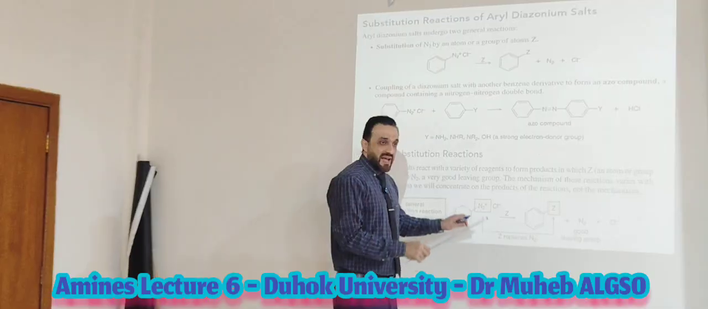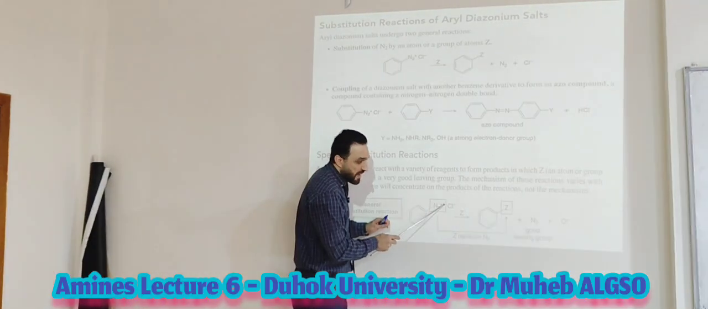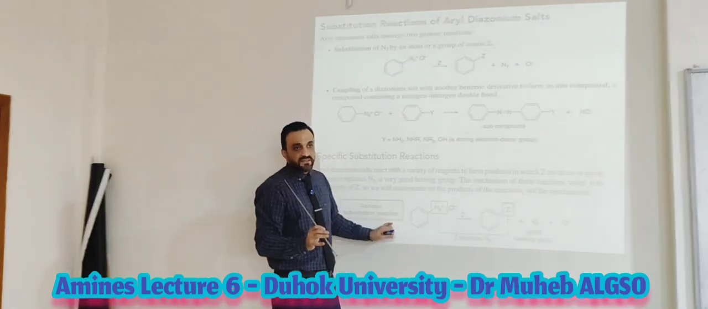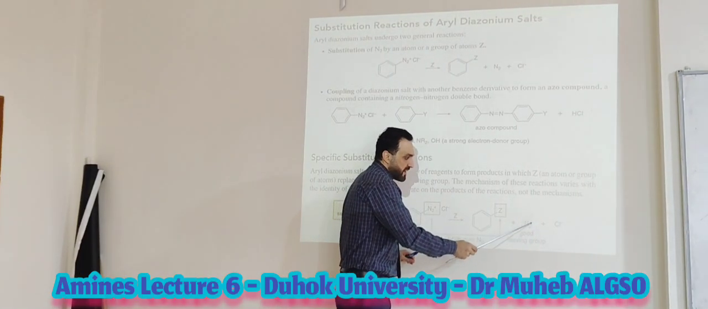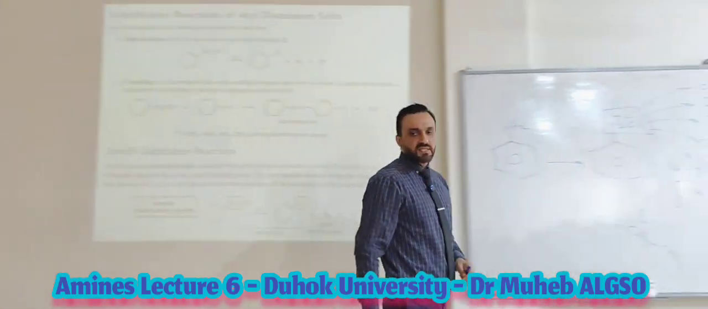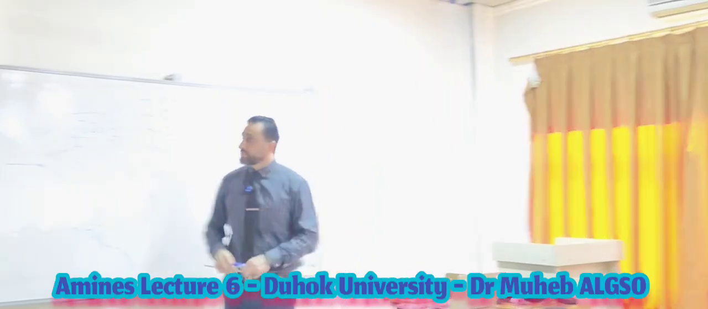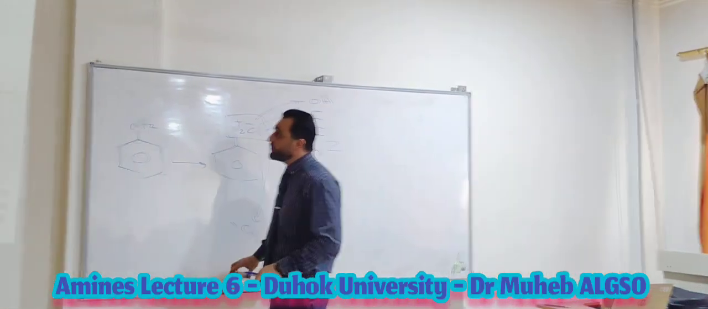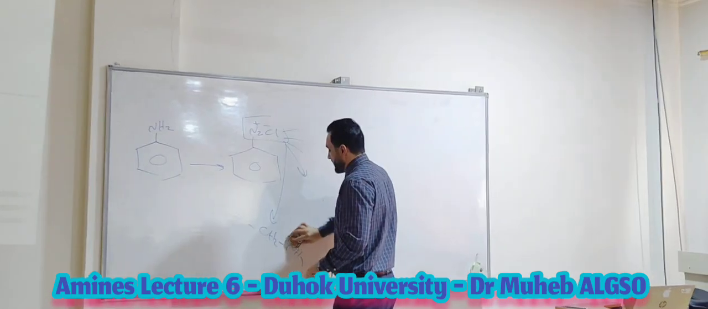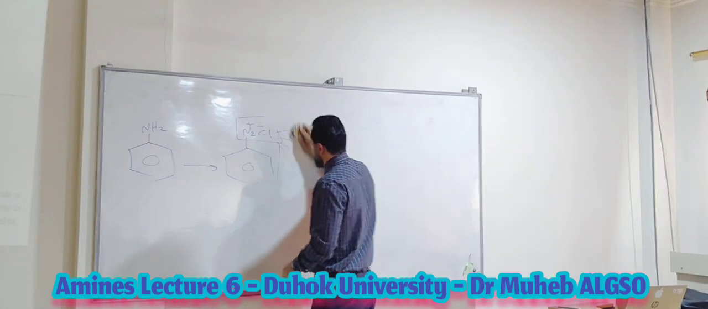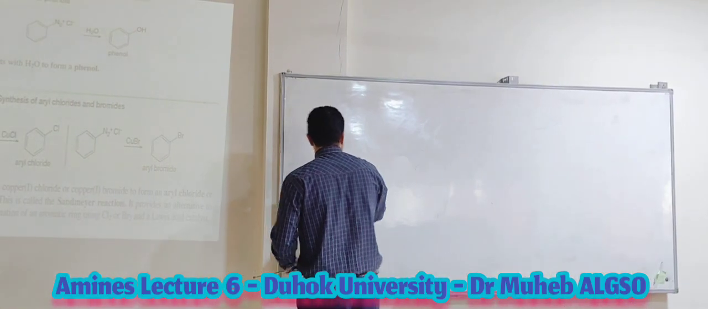So the main idea here again is to replace the diazonium group by Z. This is the main idea. And N2 is a good leaving group, leaving the structure as a gas. So the first one is to produce the hydroxyl group, the aromatic hydroxyl group. We said OH phenolic, the hydroxyl phenolic.